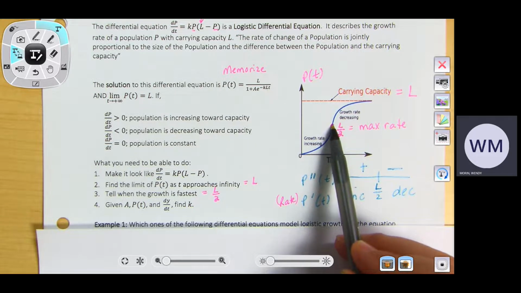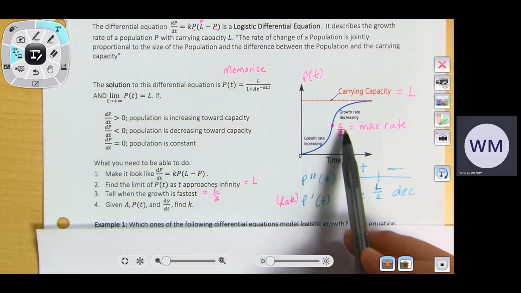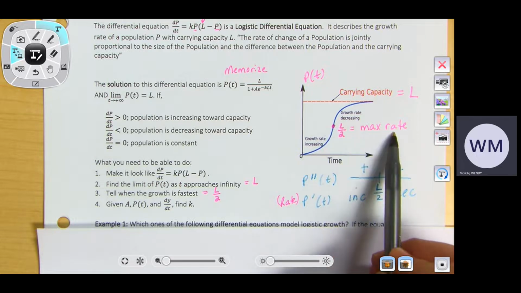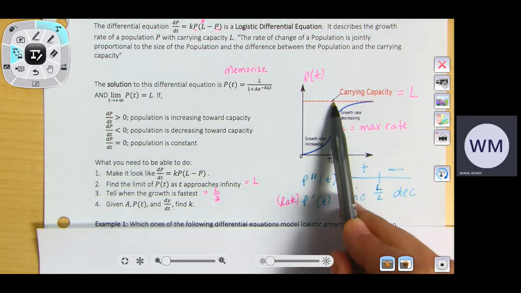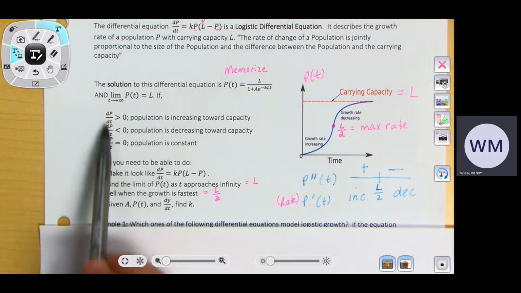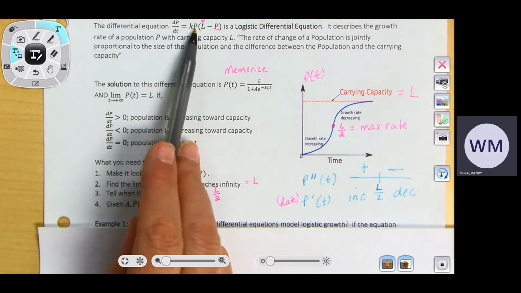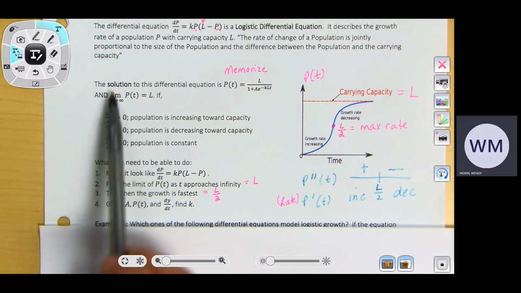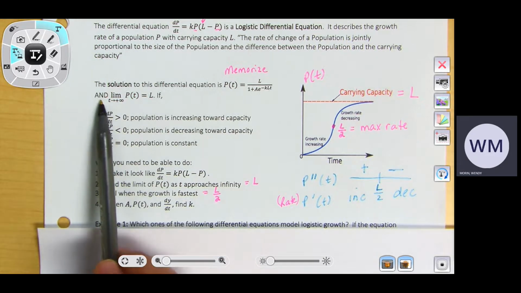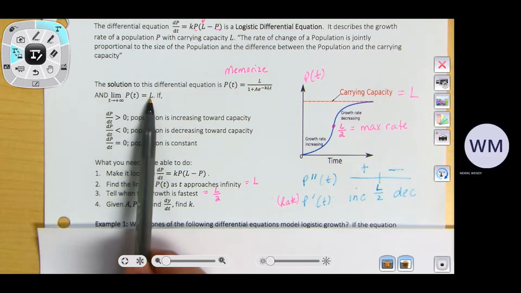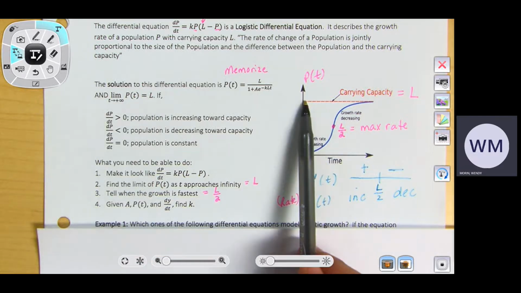And right here is halfway in between, your limit L divided by 2. That is when the derivative would be equal to 0, and that is when your maximum rate is going to happen, halfway in between 0 and your carrying capacity. So here are some things that you need to know. Again, we went through these equations and where L and P are in the equations. The solution to this, and the limit as P approaches positive infinity, is equal to L. Again, the limit of your population is called carrying capacity.